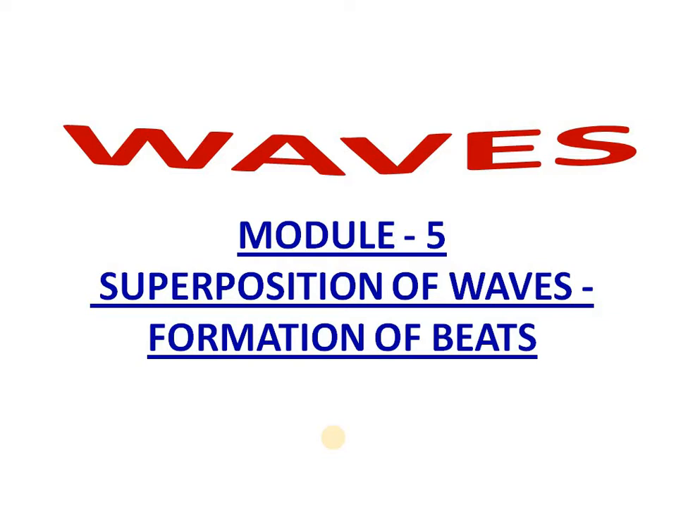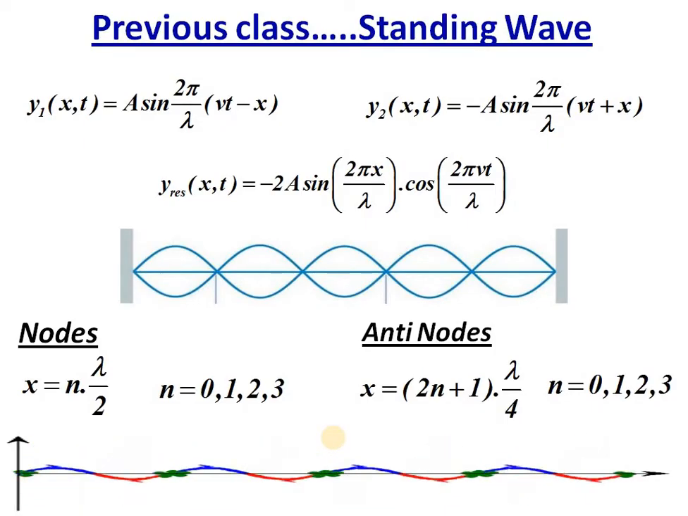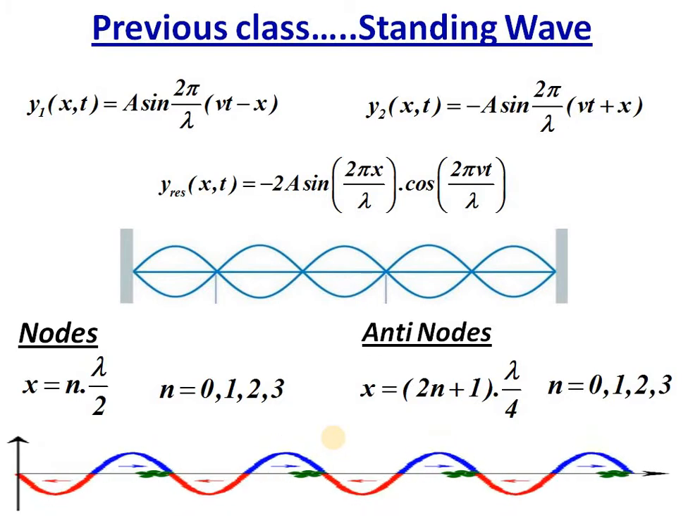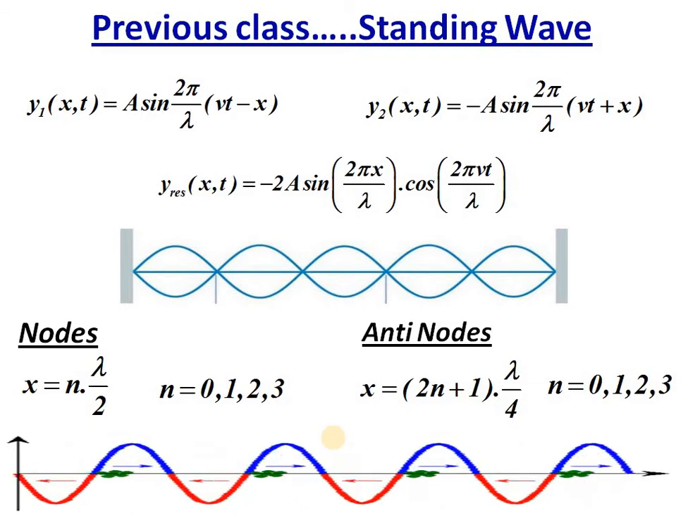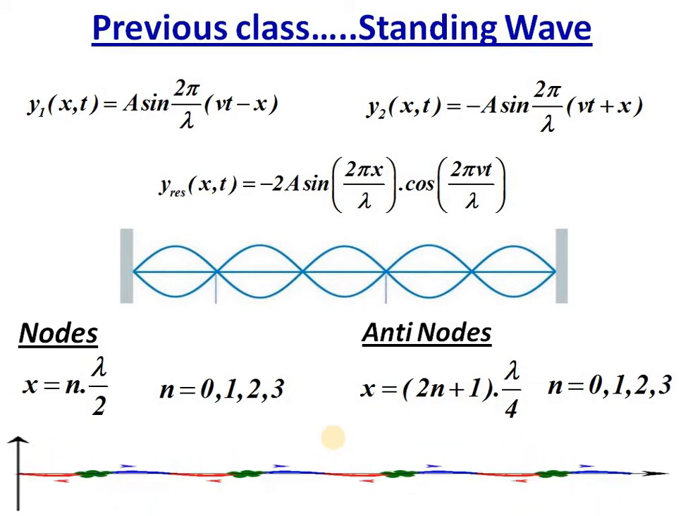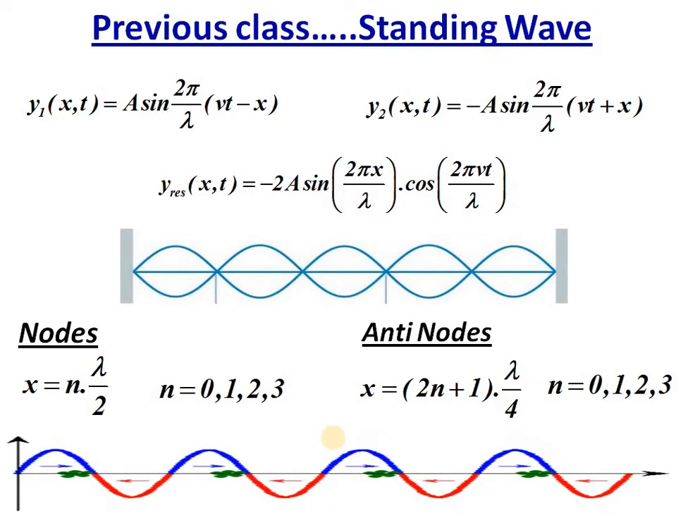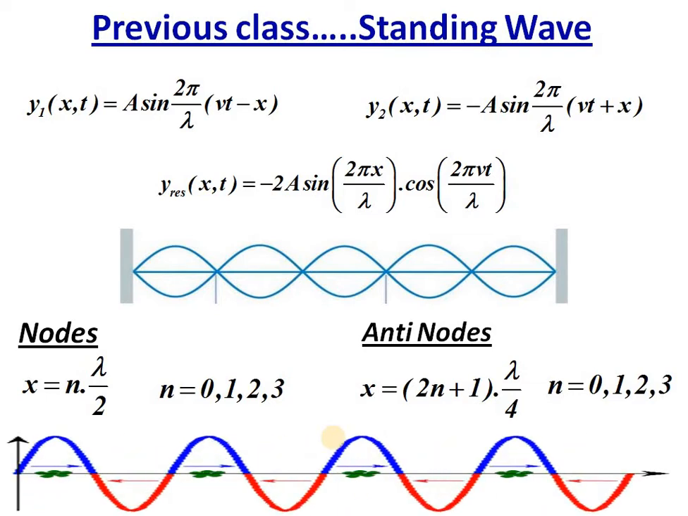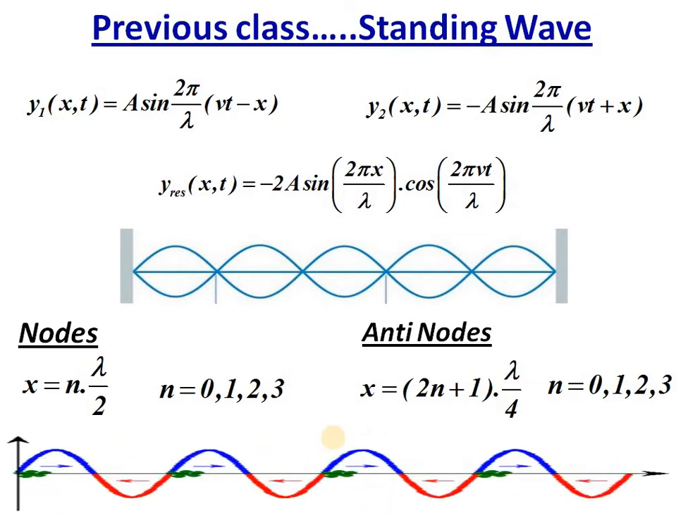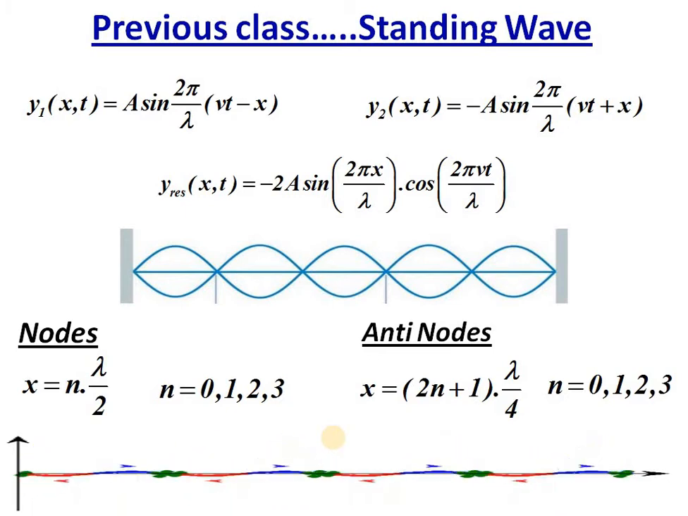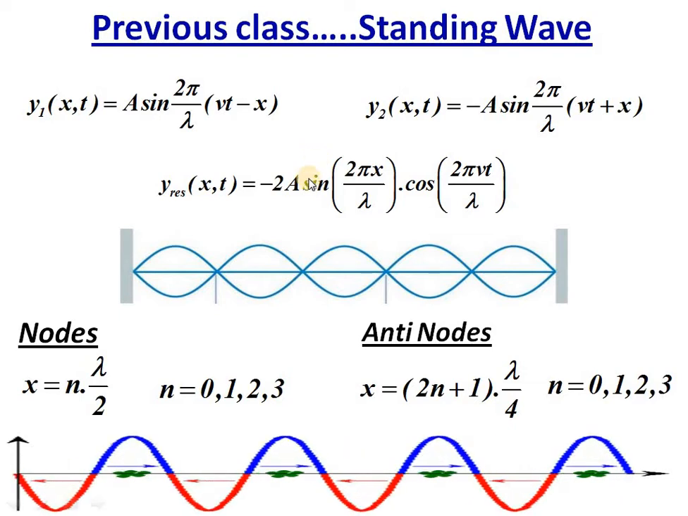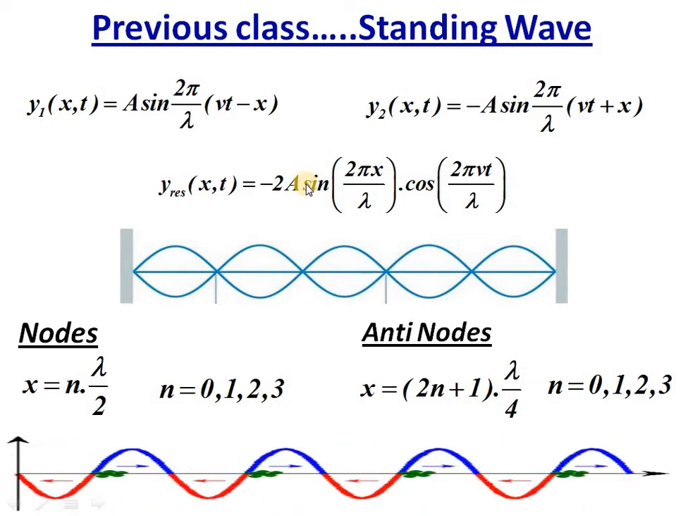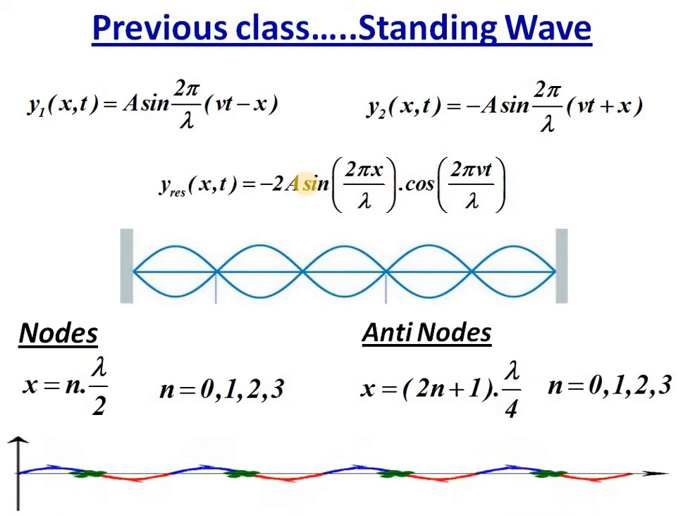As you know, in the previous class we were discussing standing wave formation. We had two waves, one a forward wave and the other a backward wave. We superposed both waves in a medium, and what we got is a standing wave. We dealt with the standing wave both qualitatively and mathematically, and we got the expression for the resultant wave.